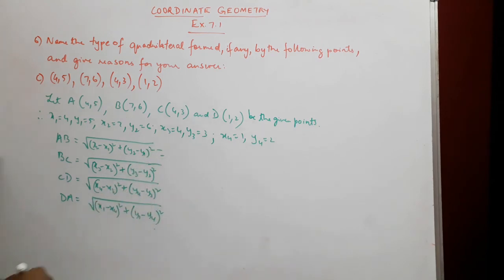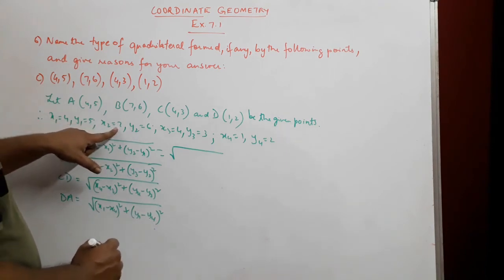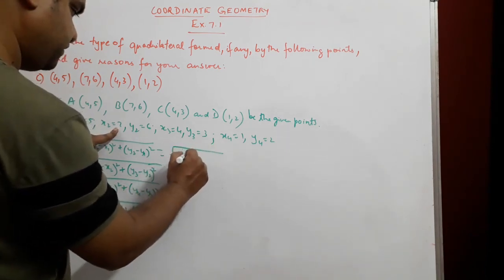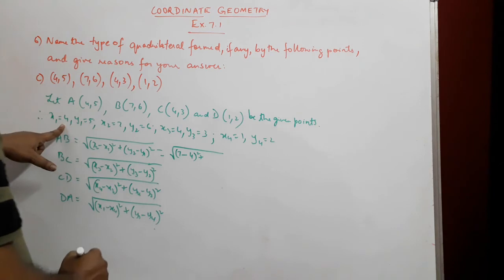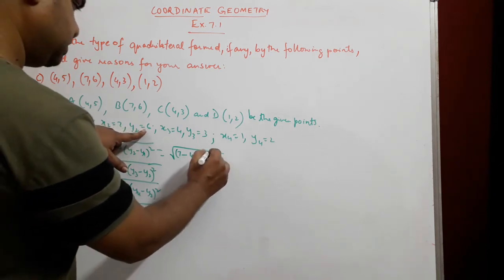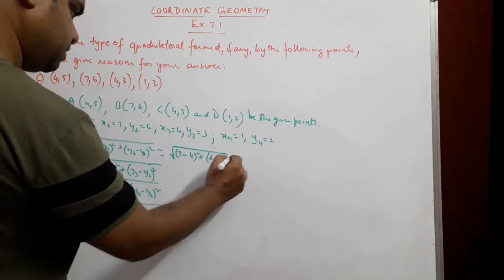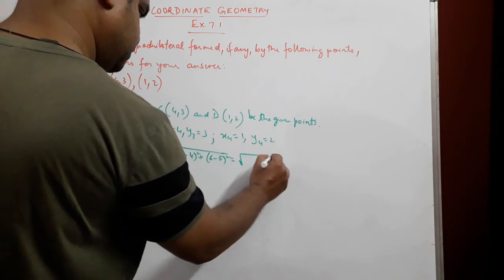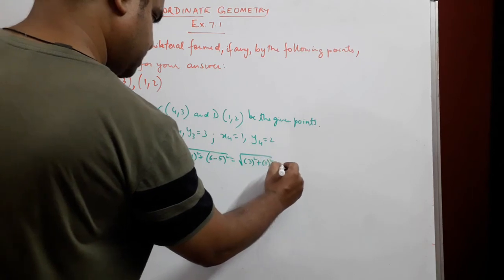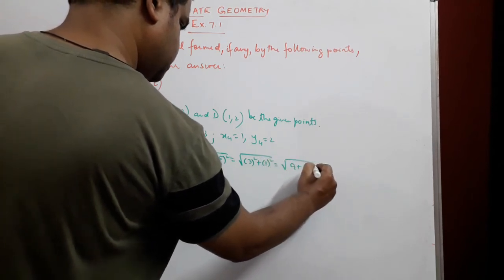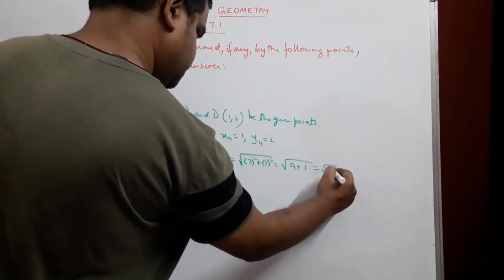Let's begin with AB. x2 is 7 minus x1 which is 4 whole square plus y2 which is 6 minus y1 which is 5 whole square. See what we get. 7 minus 4 is 3 whole square plus 6 minus 5 is 1 whole square, equal to 9 plus 1, which is equal to square root of 10.